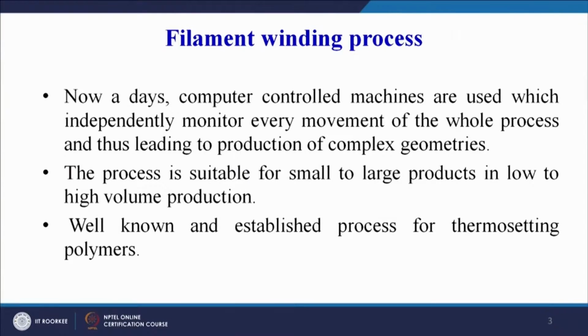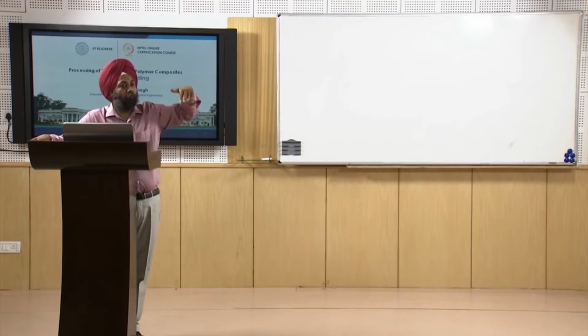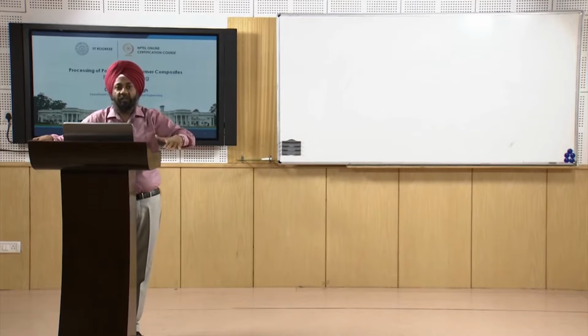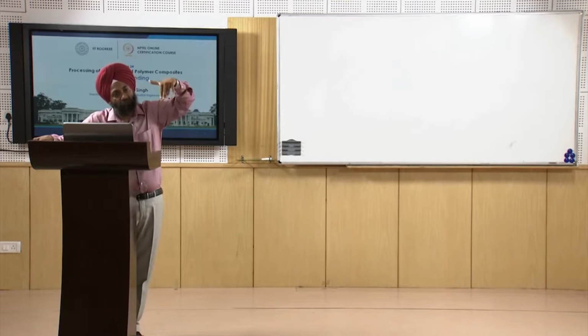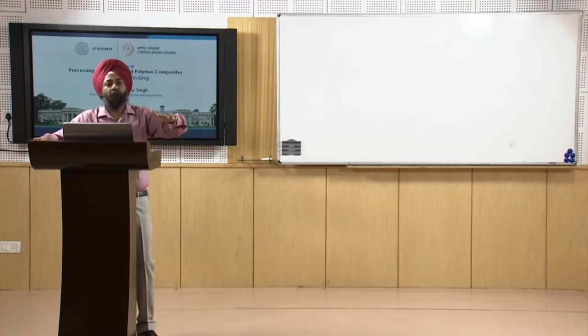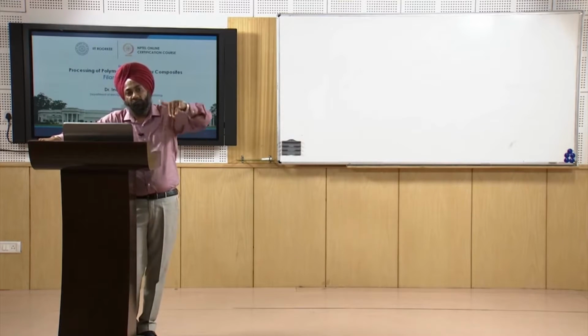Nowadays computer controlled machines are used which independently monitor every movement of the whole process, thus leading to production of complex geometries. So now there are a number of movements involved in the filament winding process. Now what are these movements? The first movement is the movement of the fiber from the fiber creels. So there are fiber creels, the fiber will move towards the resin bath. Now at the resin bath, the fiber has to be wet completely, it has to be impregnated with the resin in the resin bath. That is one movement.